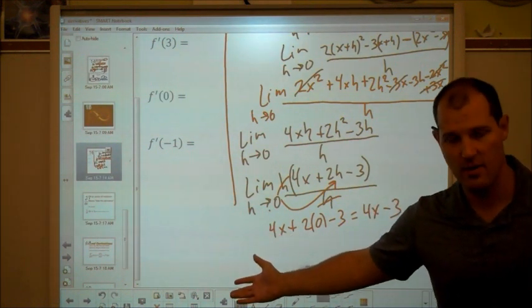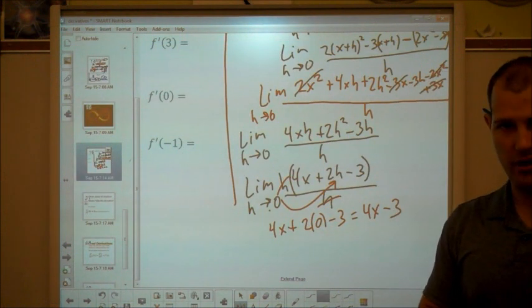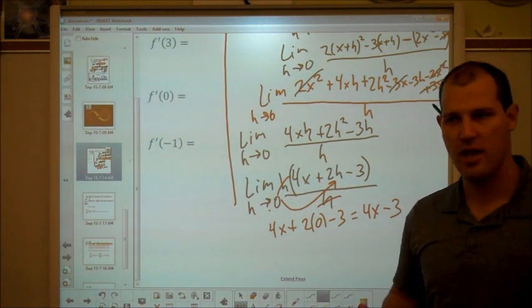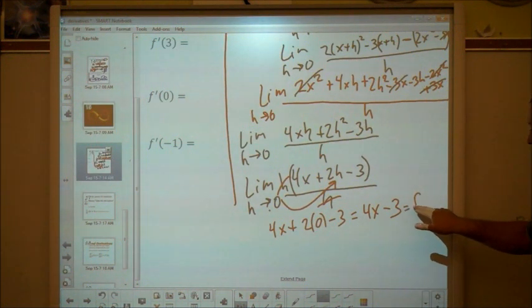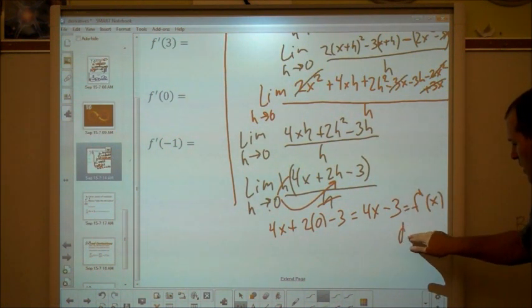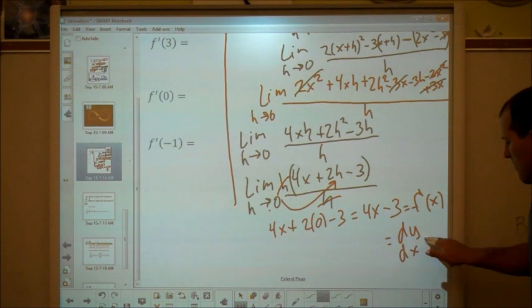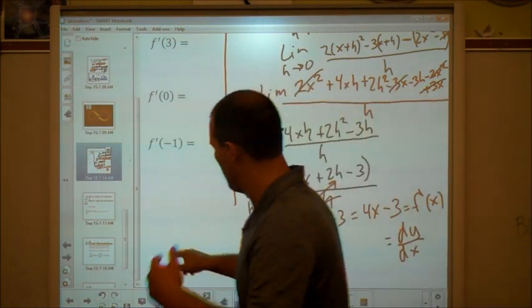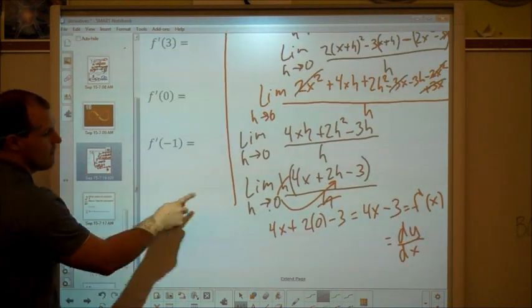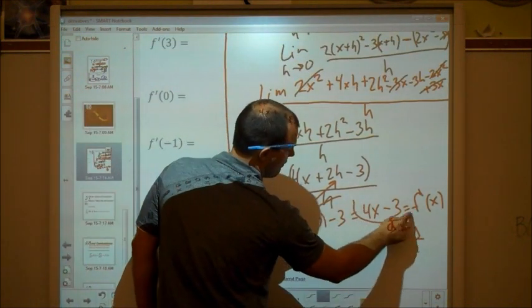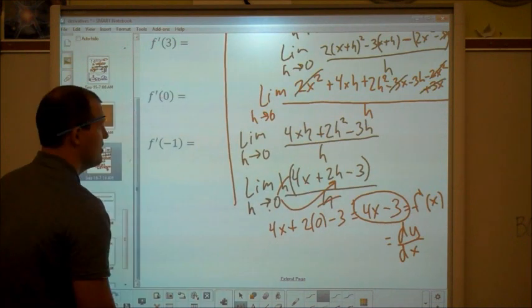Okay, what is that? That is our derivative function. We started out with the function f. We ran it through our difference quotient, and now we have f prime of x, or if you prefer, dy dx. Okay, and let's go back up and double check. We were asked to find f prime. That's it right there. 4x minus 3, that is a derivative function.